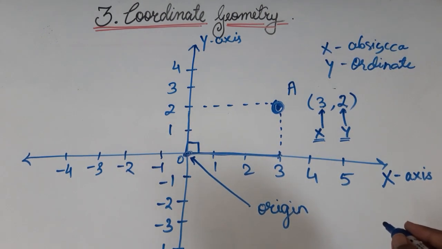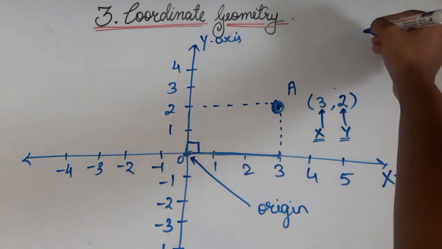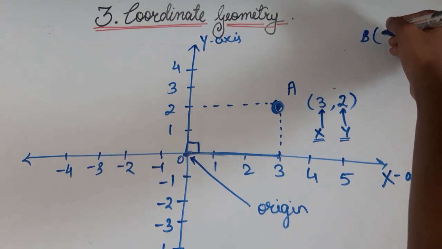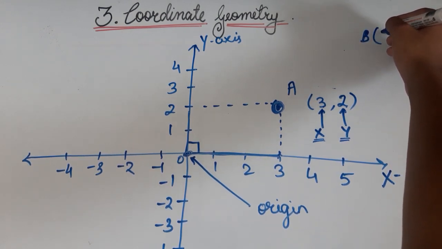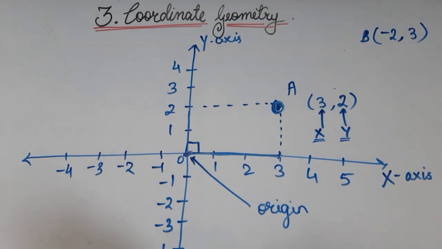Important point: the x coordinate is called the abscissa and the y coordinate is called the ordinate. Now suppose one more point B is given to you, and its coordinates are (-2, 3). We want to locate this point.